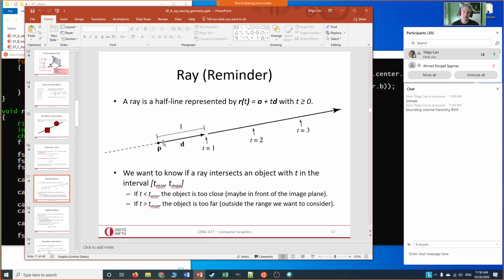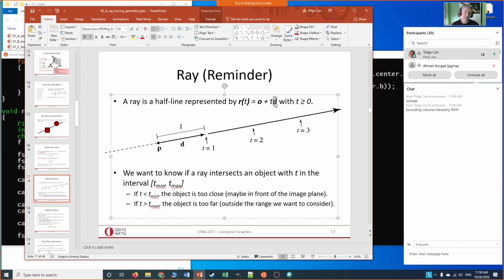Okay, so as a reminder, as we have a parametric line, this d vector actually defines two things. The first is the direction of the line. Another thing, which is the magnitude of this d, defines the unit of t along the line. Okay, this is very important.